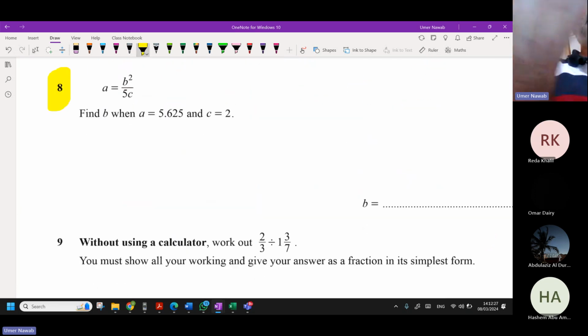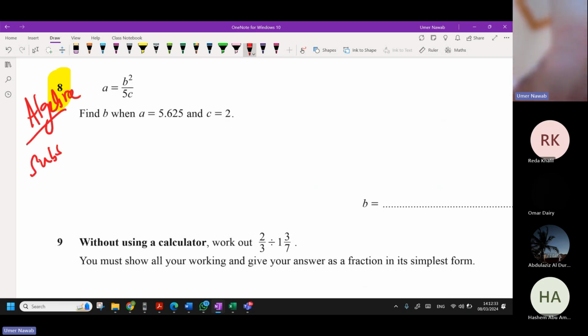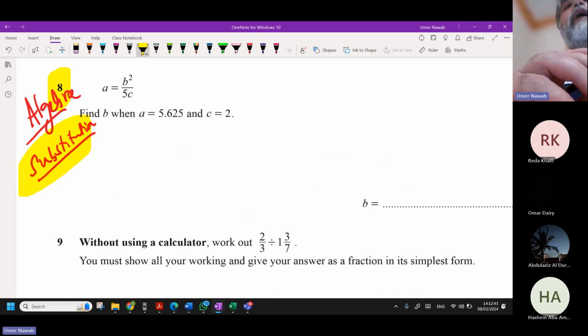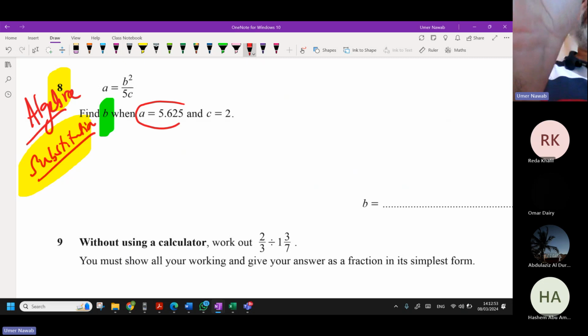Now the next question is on algebra, guys. So this is an algebra question, substitution. Why I'm writing these things along with the questions is so you can identify, Mr. Omar, where you are weak. Are you weak in algebra, numbers, geometry, whatever the thing, because you took these things in grade 9. Now I want to find B. The examiner has given you the value of A and the value of C.